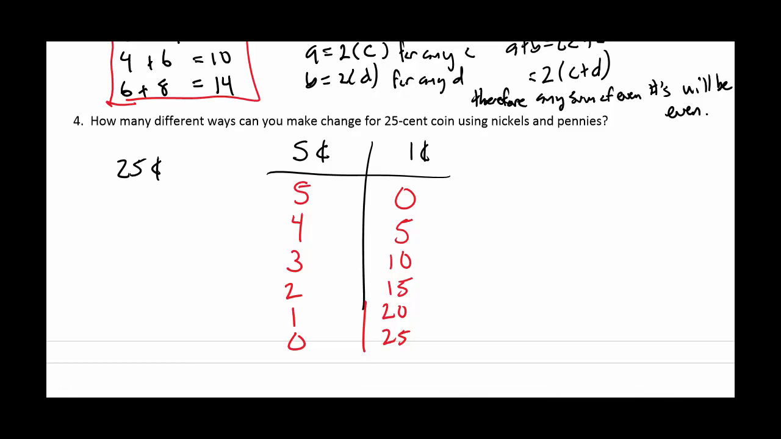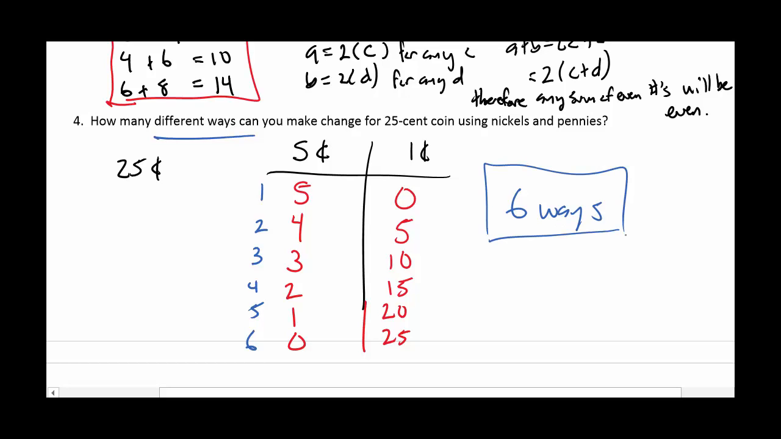Okay. So notice the organization component. And then the question is actually asking how many different ways can I produce this. So I'm going to look at my combinations. I could have 5 and 0, 4 and 5, 3 and 10, 2 and 15. I'm just going to count. I got 6 ways. So that's my answer: there are 6 different ways that I can make change.